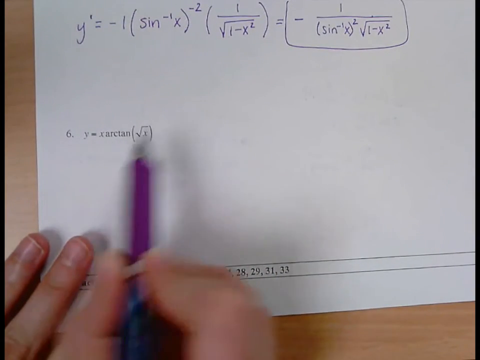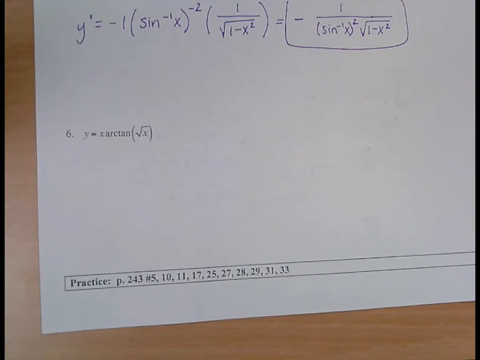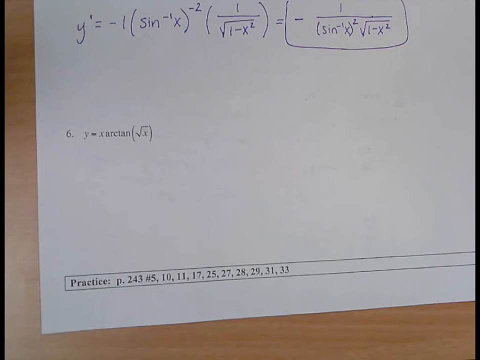Y equals x times arctangent of the square root of x. So arctangent is inverse tangent. If you like the inverse tangent notation better, you could rewrite it. But knowing that that is inverse tangent, what is needed here to find this derivative? You need the product rule, and you'll need the chain rule because you have the square root of x inside of the inverse tangent function.